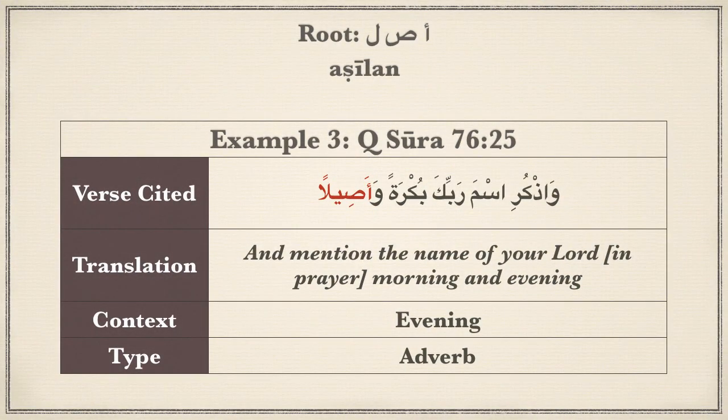Now, asil from the same root occurs 7 times in the Quran. It means time before sunset, or it could mean late afternoon. So in this verse, we are reminded to do dhikr or remembrance of Allah morning and evening.